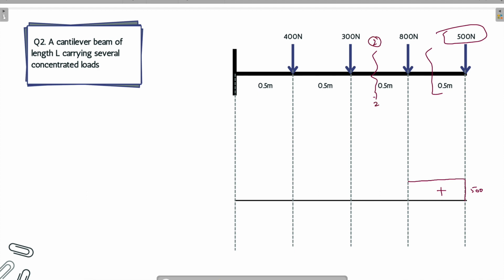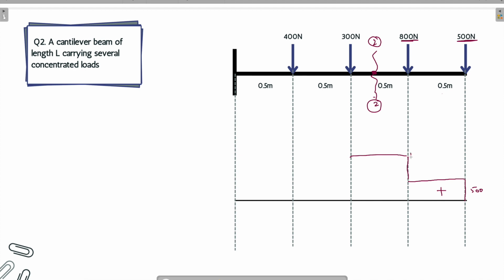Now you next cut the section over here. Let's suppose section 22. Again, in section 22, what will happen is 800 Newton and 500 Newton are trying to rotate the beam in the clockwise direction about the section. So again, the sign convention will be positive. And what will be the magnitude? The magnitude will now be 500 plus 800, that will be 1300. So here it will go up to 1300.